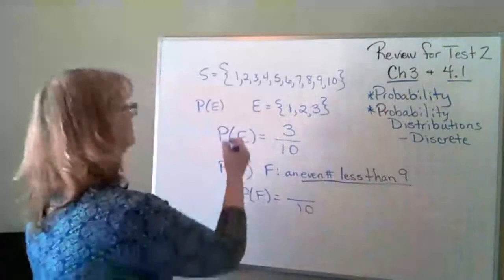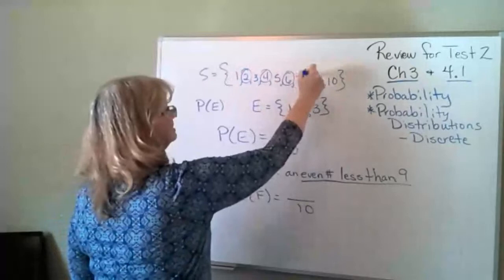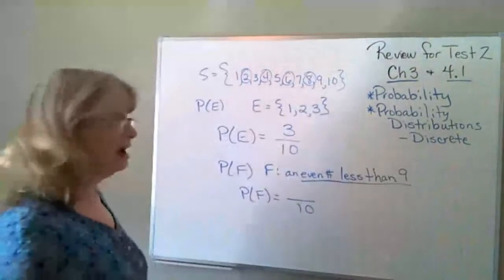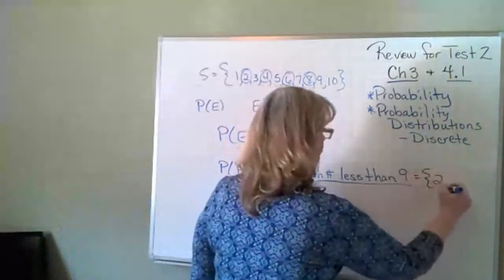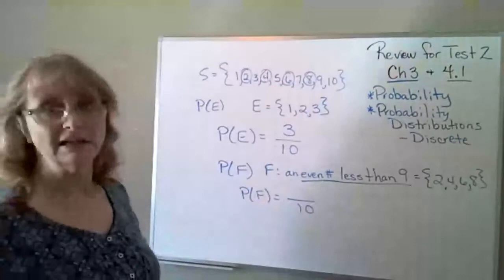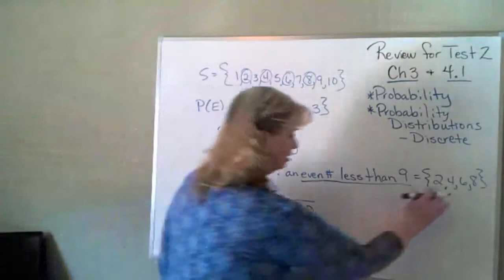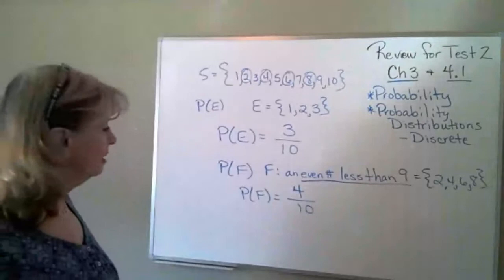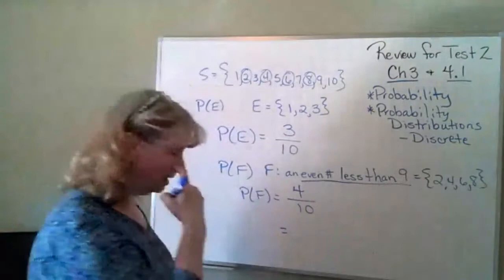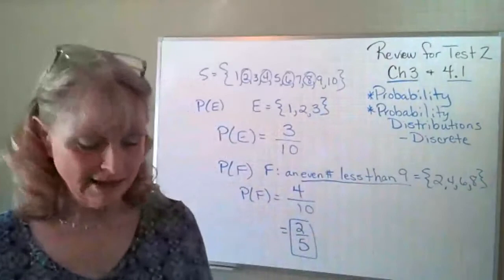Okay, so we want the even numbers 2, 4, 6, 8, but not 10. So 2, 4, 6, and 8 are the even numbers less than 9. How many outcomes is that? It could have said 2, 4, 6, and 8. That would have been another way they could have defined event F. Those are the even numbers that are less than 9. There are 1, 2, 3, 4 of those numbers. So 4 out of 10 are in event F, and then we would reduce that by dividing the top and bottom by 2, and that would give us 2/5. So that was the answer you should have gotten for that one.